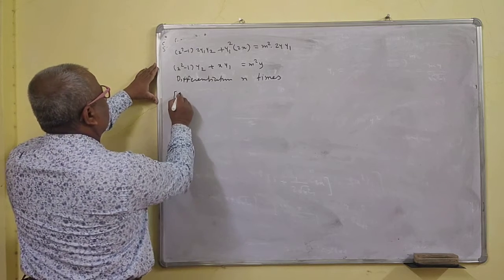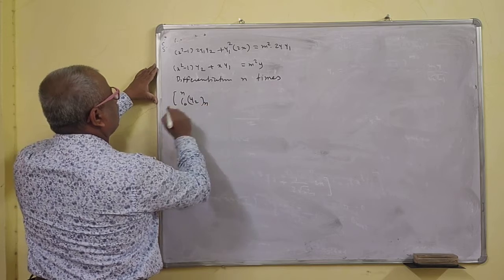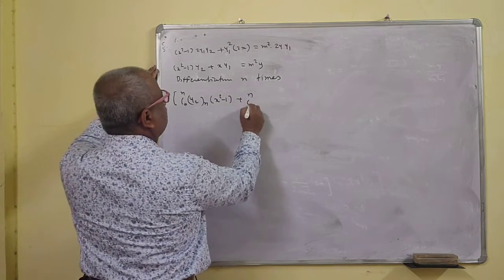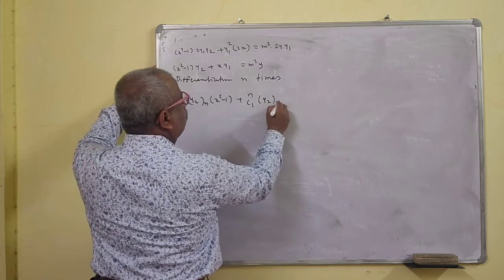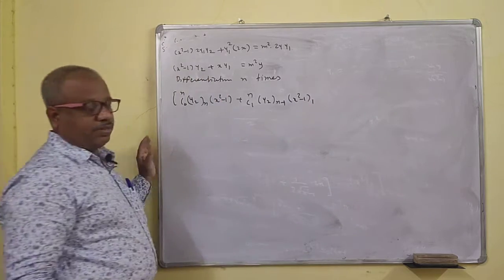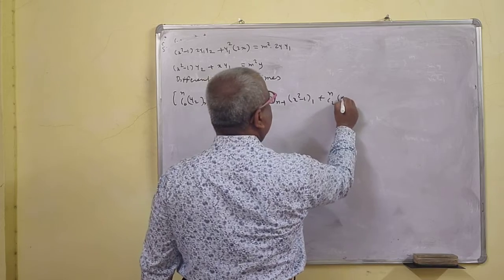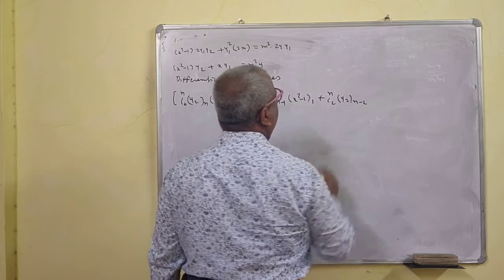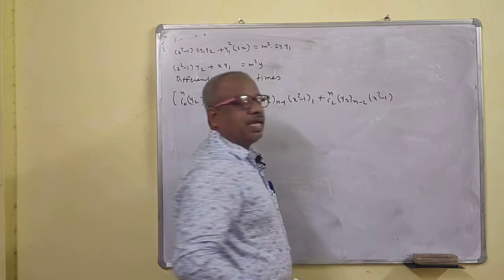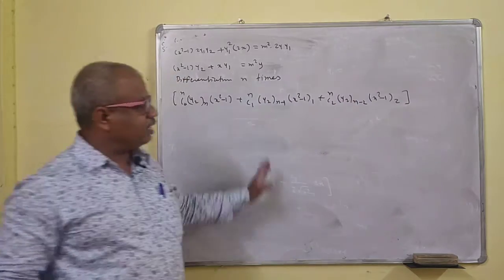So we'll apply the Leibnitz theorem now. nC0 nth derivative of y2 times (x square minus 1) as it is, plus nC1 (n minus 1)th derivative of y2 times first derivative of (x square minus 1), plus nC2 (n minus 2)th derivative of y2 and the second derivative of this. This is a polynomial in x of second degree, so the second derivative is constant, the third derivative is 0, so we are not writing the rest of the terms.